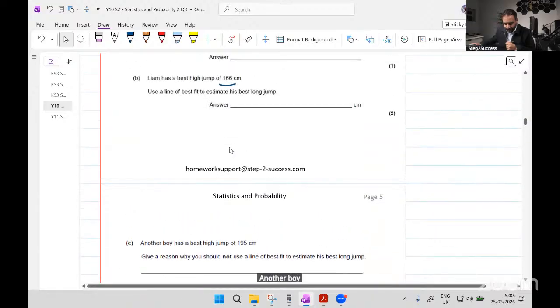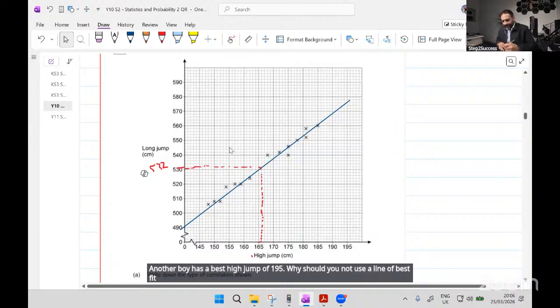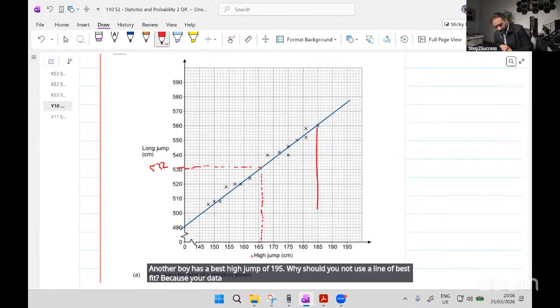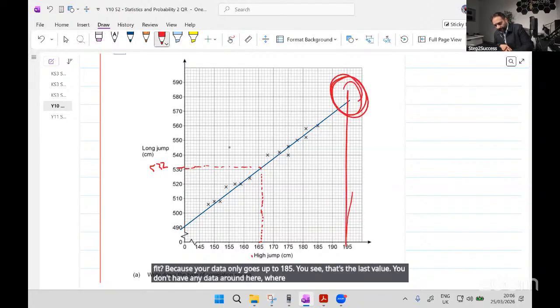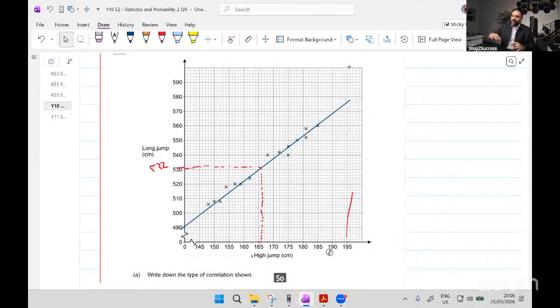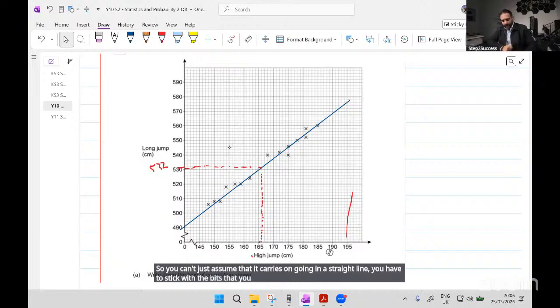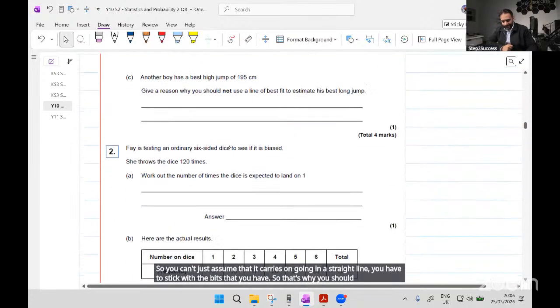Another boy has a best high jump of 195. Why should you not use a line of best fit? Because your data only goes up to 185. You see, that's the last value. You don't have any data around here where 195 would be. So you can't just assume that it carries on going in a straight line. You have to stick with the bits that you have. So that's why you should not do that.